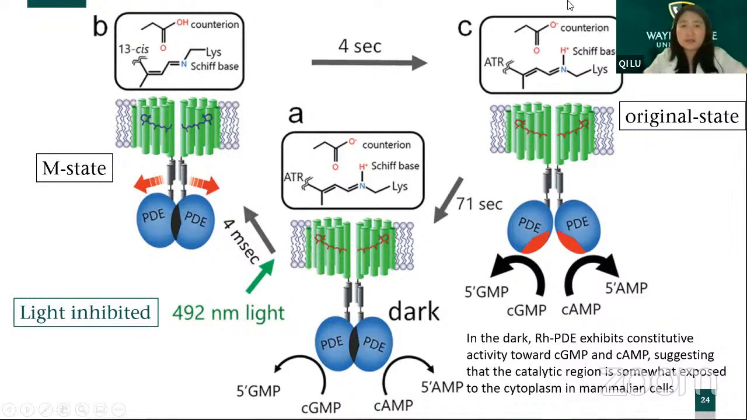So in the dark, the PDE has constitutive activity towards cyclic GMP or cyclic AMP. So in the dark, it is continuously hydrolyzing cyclic AMP or cyclic GMP as a phosphodiesterase. And the light will stop this function, or inhibit this function, to put this protein into an M state.